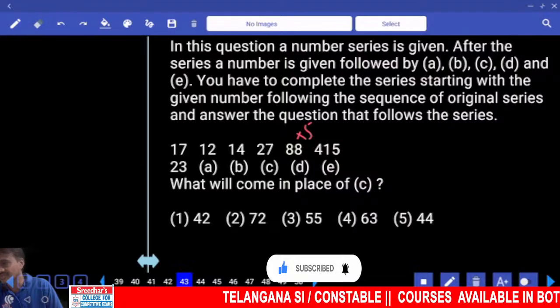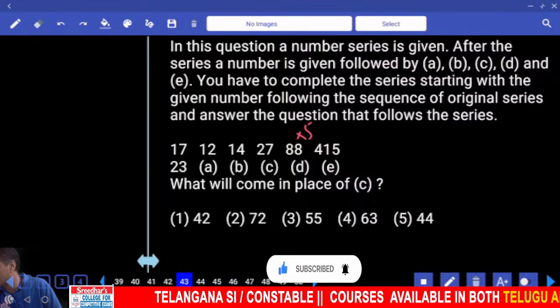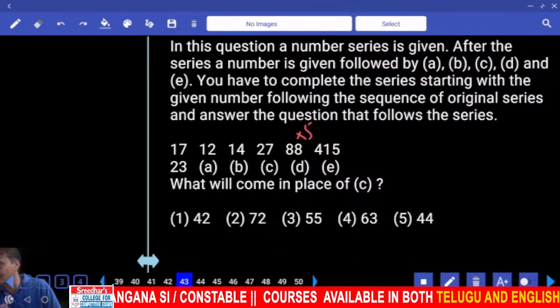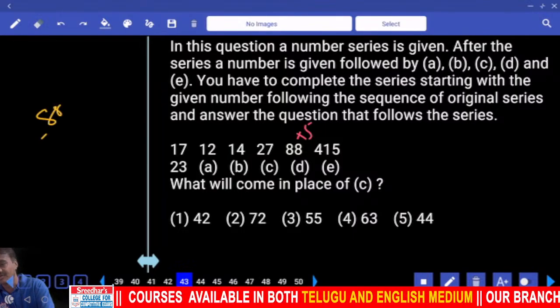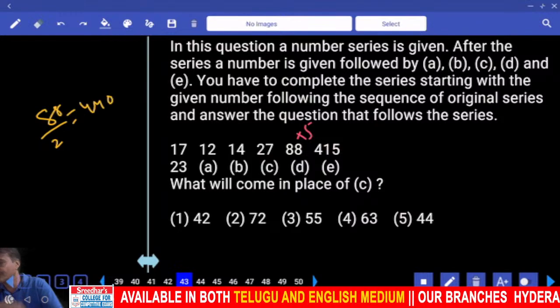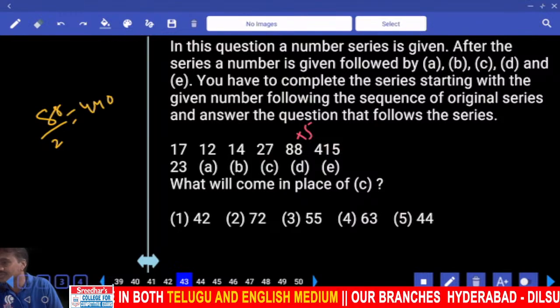No, sir. In the same class, the previous two questions, I have discussed how to work out with into 5. ఎలా చేశానమ్మా ముందిట్లో? 88 divided by 2 ఎంత? 44. And add 0, 440. దానికి ఎందుకు తెగ చేస్తున్నారు మీరు?